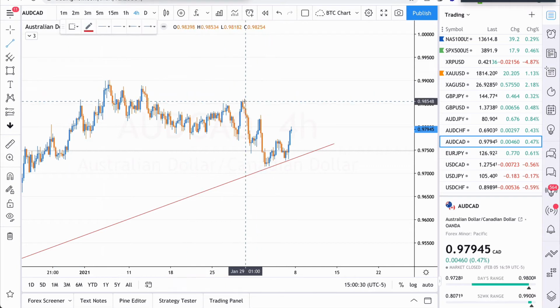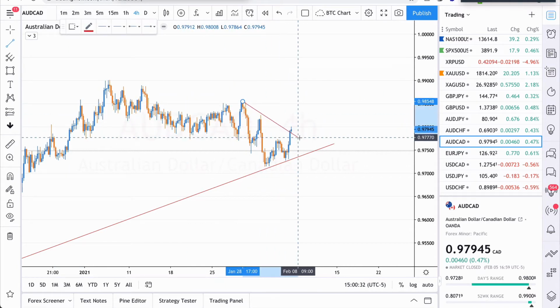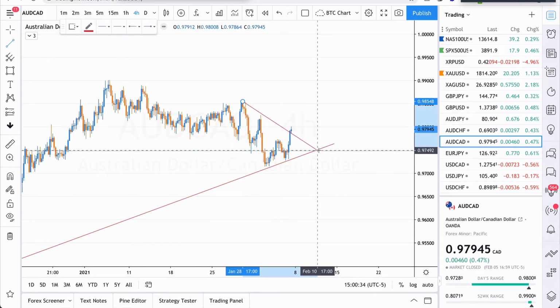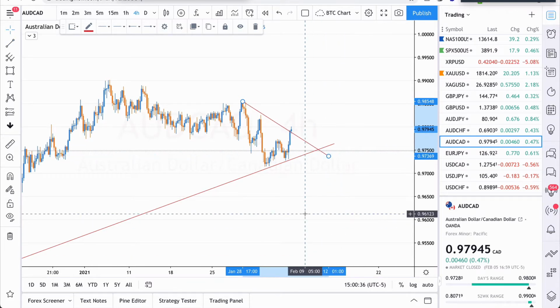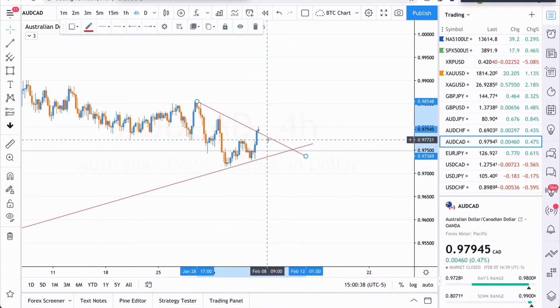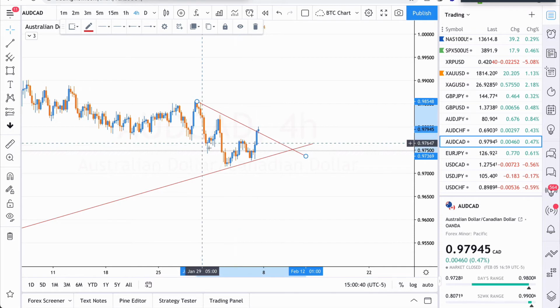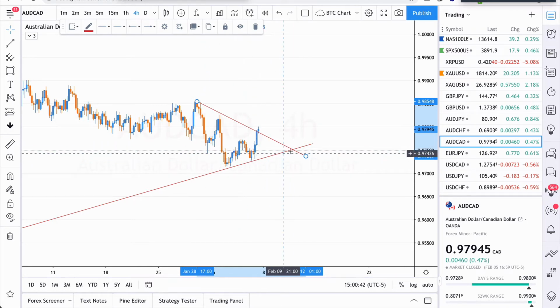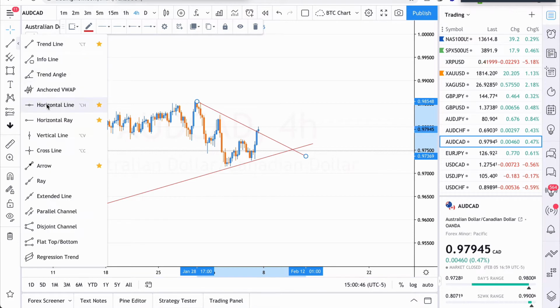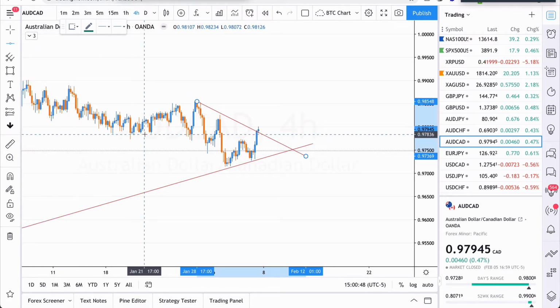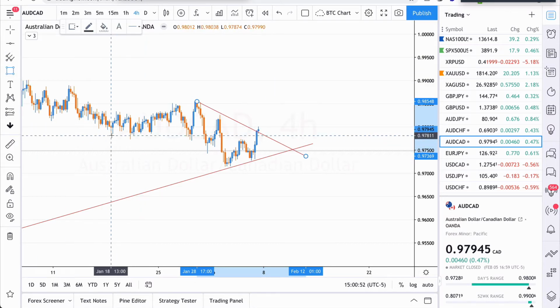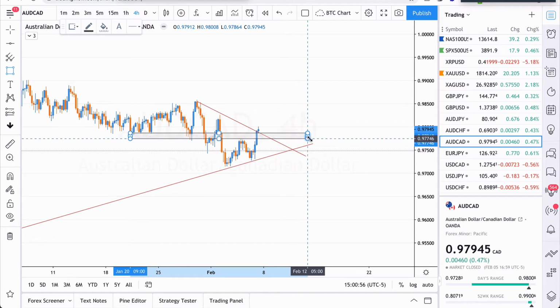If you look right here, it's forming a wedge pattern. So these are your key areas right here. This is what you can look for. Keep it simple. Nice support area right in here. Very nice support area.